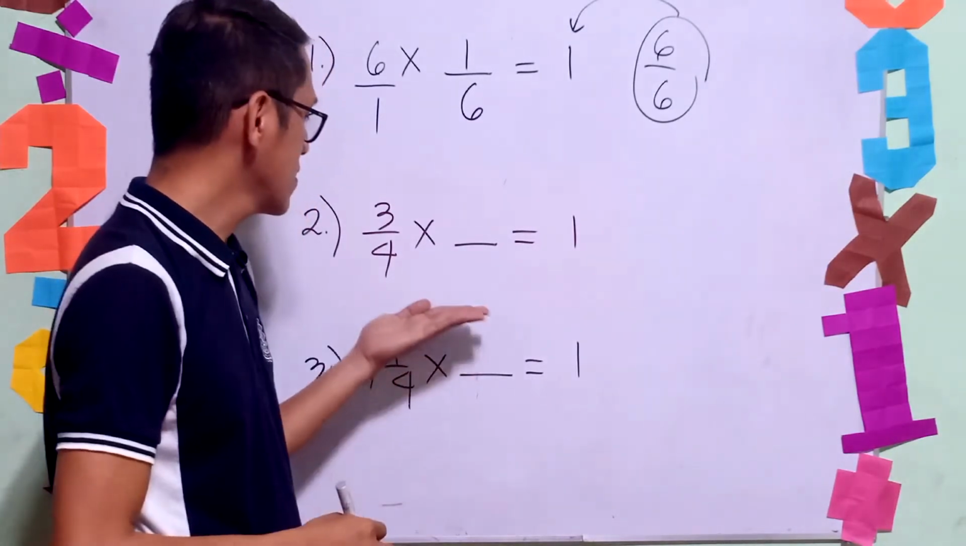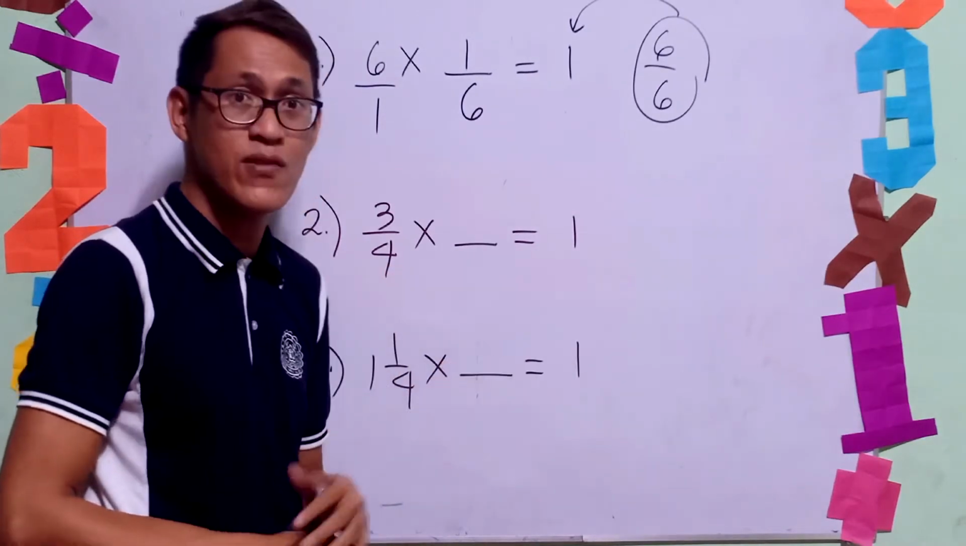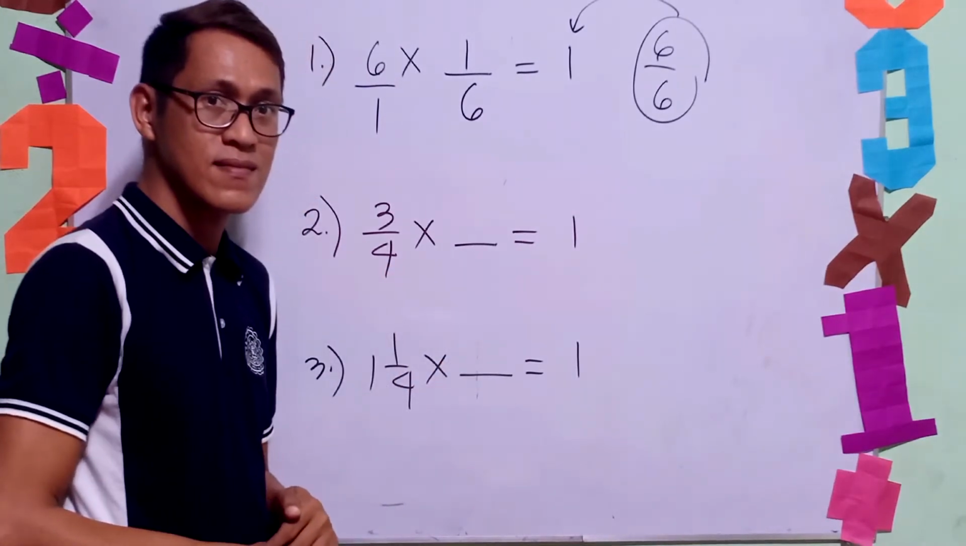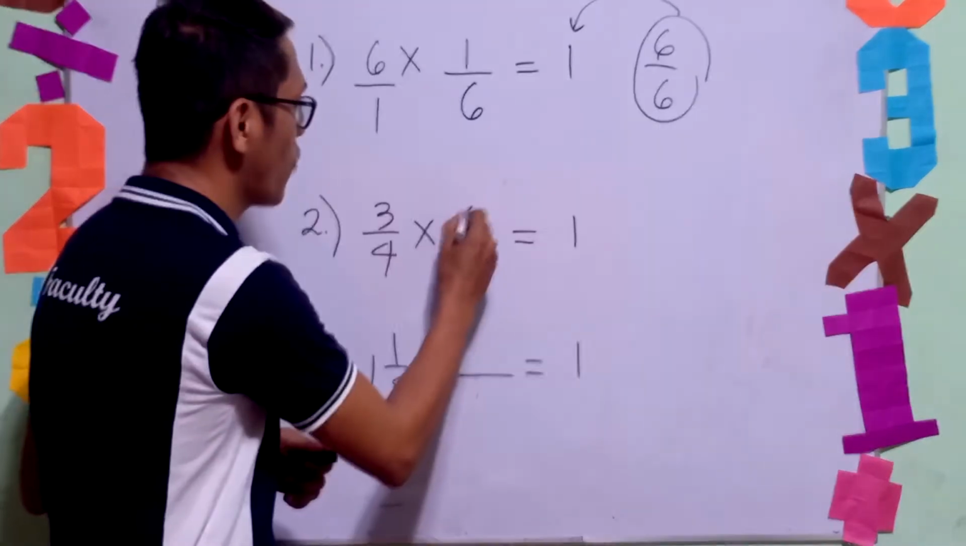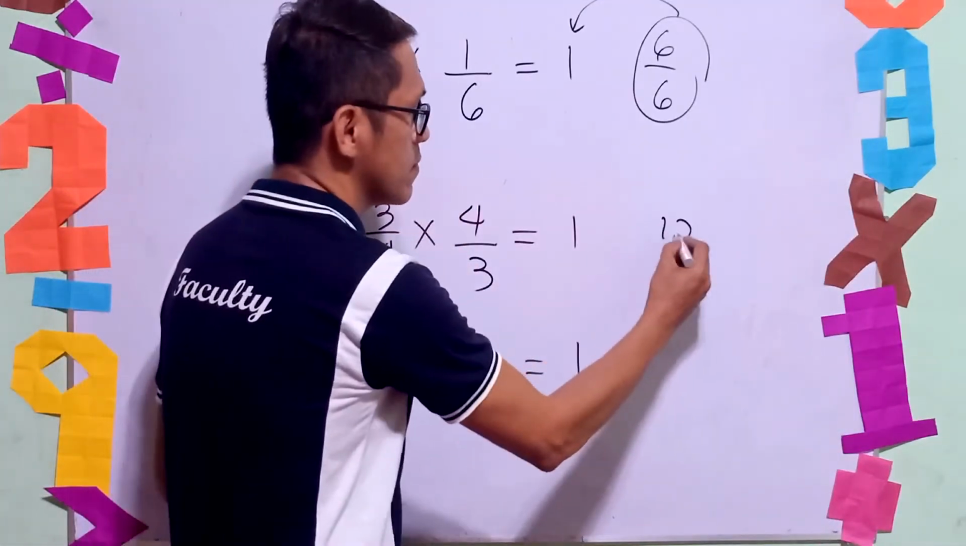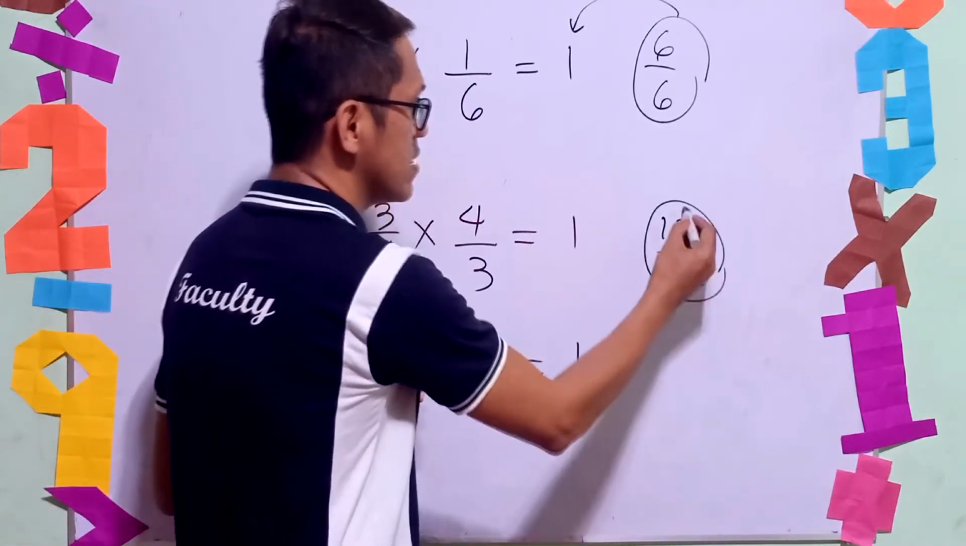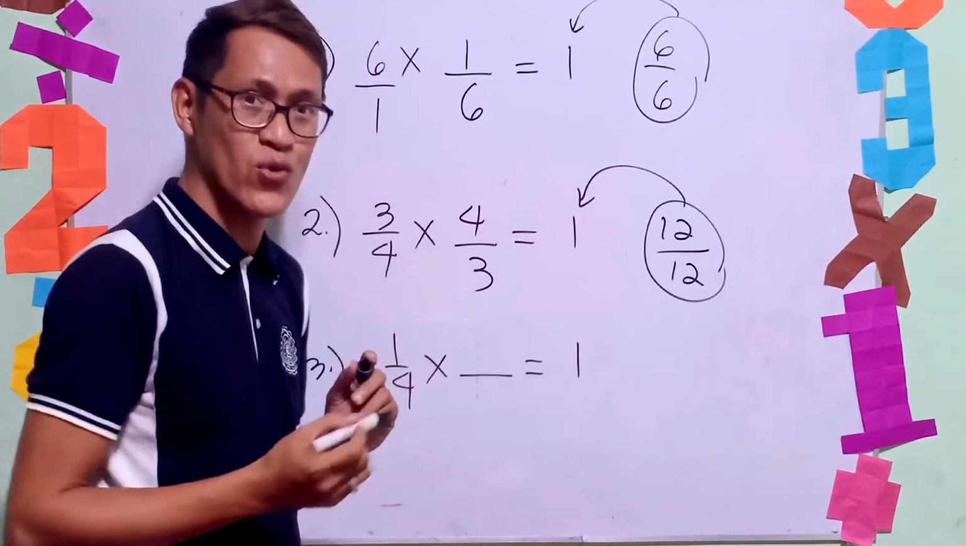What about number 2? 3/4 times blank will give you 1. Yes, you're right. It's 4/3. Because 3 times 4 is 12. 4 times 3 is 12. And 12/12 is the same as 1 whole.